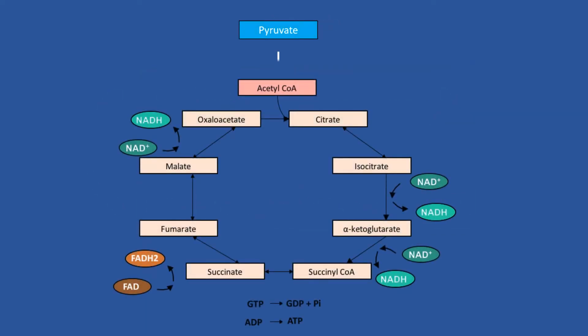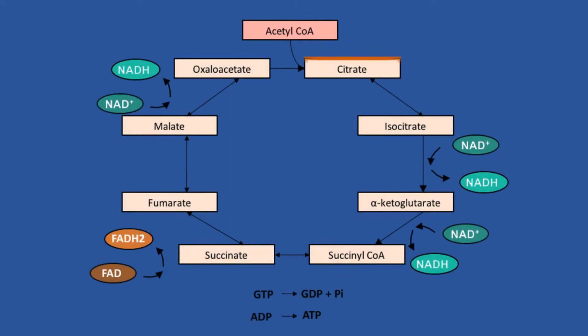The steps of the TCA cycle are as follows: Pyruvate is converted into Acetyl-CoA. This step marks the beginning of the TCA cycle. Then, Acetyl-CoA is converted into citrate. The chemical reactions continue, and citrate is converted into isocitrate, which is converted into alpha-ketoglutarate, producing 1 NADH. The conversion of alpha-ketoglutarate into succinyl-CoA also produces 1 NADH.